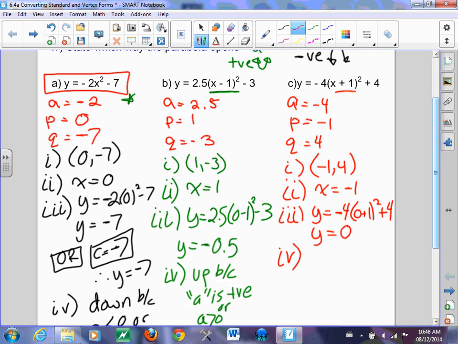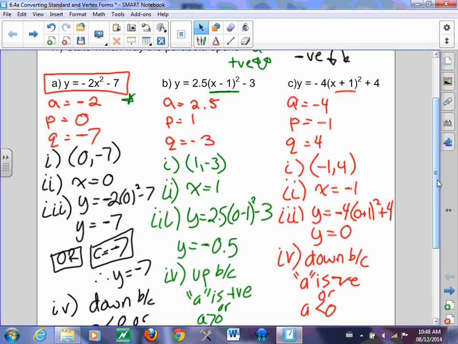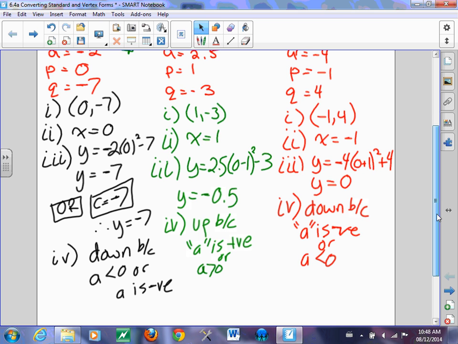Okay, last question, ladies and gentlemen. Direction of opening is down because A is negative, or A is less than 0. Okay, and you might want to put quotations on the A, sorry. Don't think I did that for A first, so I'll fix that up too.